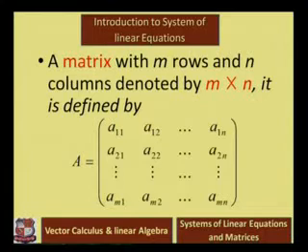A matrix with m rows and n columns is denoted by m by n, and it is defined in this fashion: A equals a11, a12 up to a1n, second row a21, a22 up to a2n, and continuing up to the mth row am1, am2 up to amn. In this slide you can see the matrix with m rows and n columns.